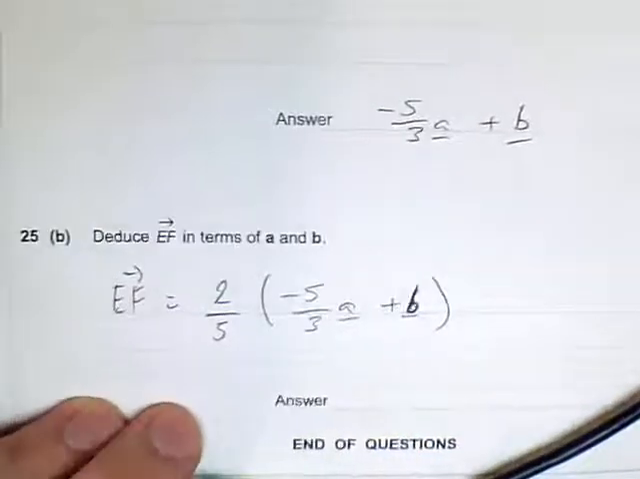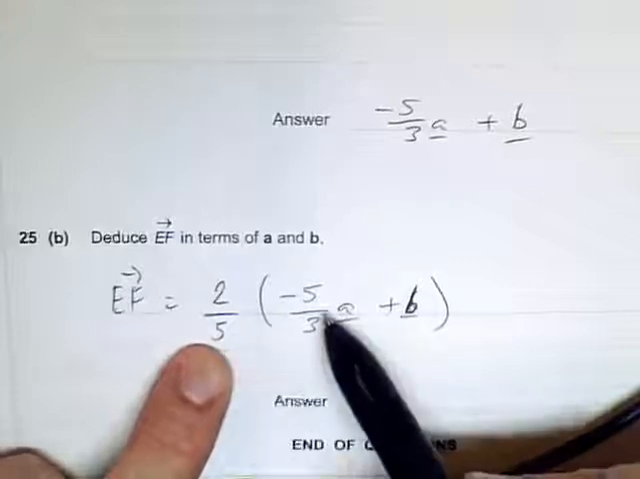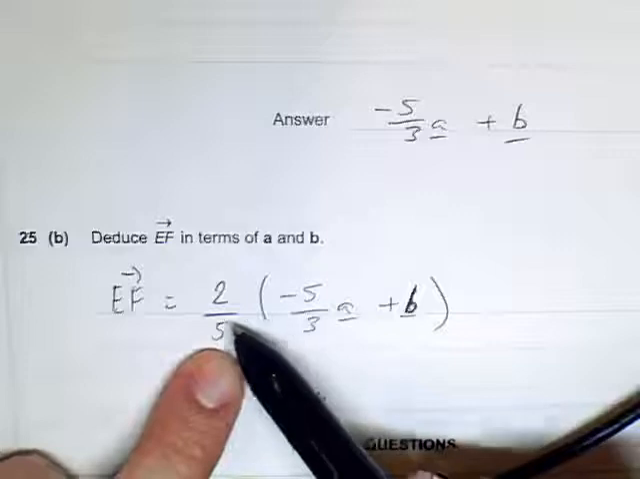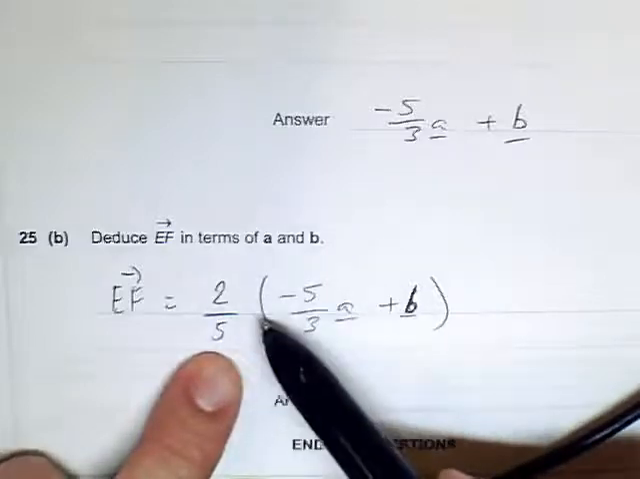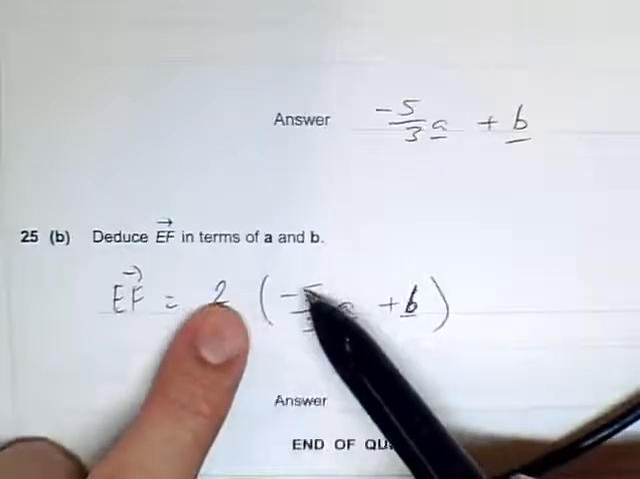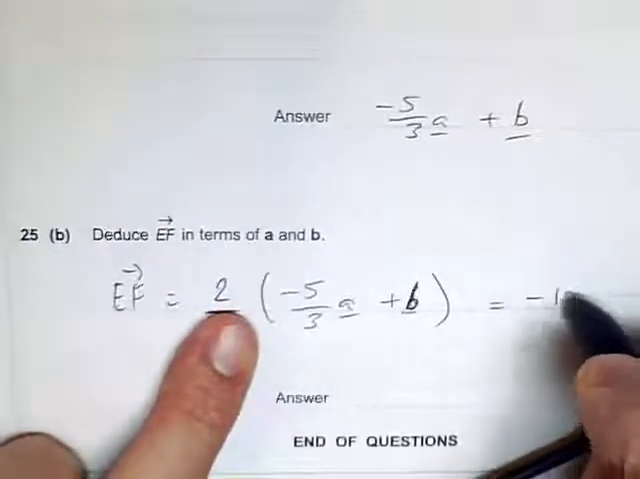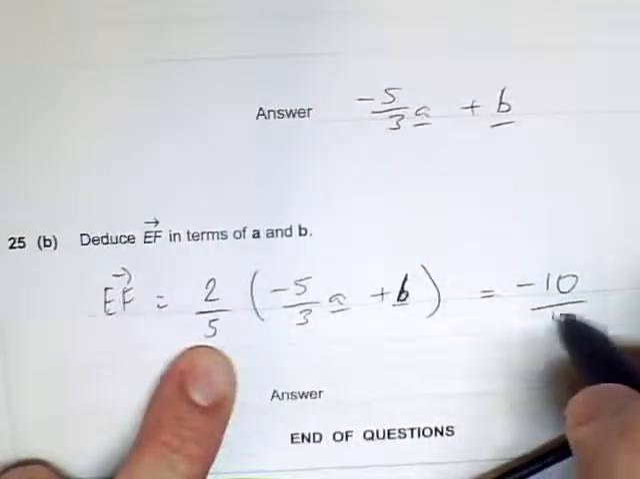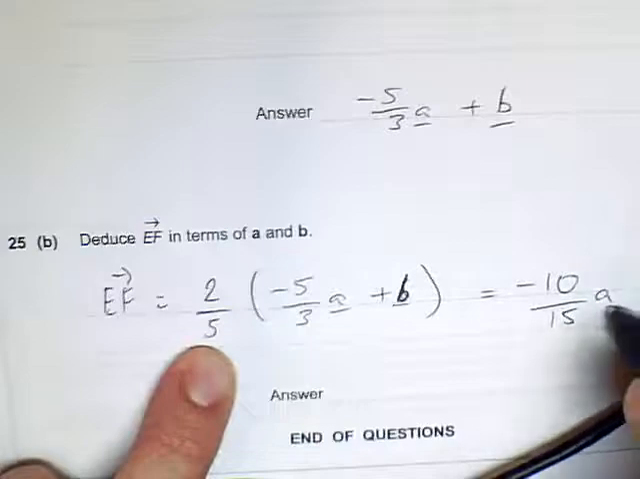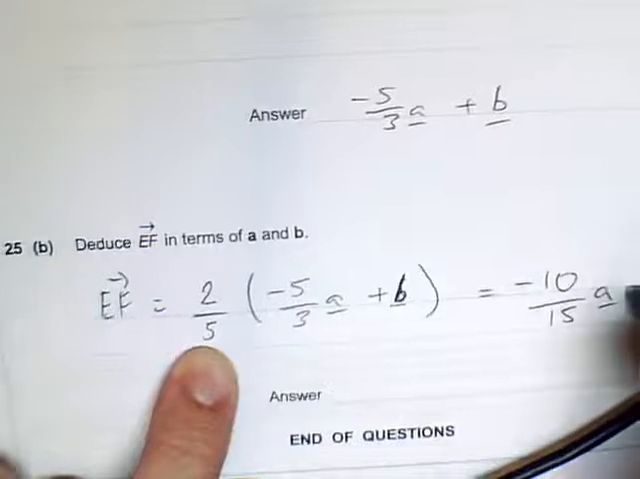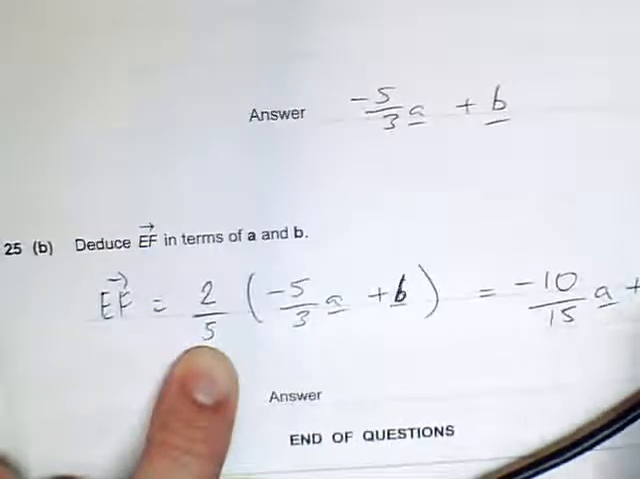So I'm trying to find 2/5 of this. When you're trying to find a fraction of something, you multiply. So I'm doing that times that. So 2 times -5 gives me -10, and that's going to give me over 15. So -10 over 15a. And 2/5 times 1b, if you like, is 2/5 of b.